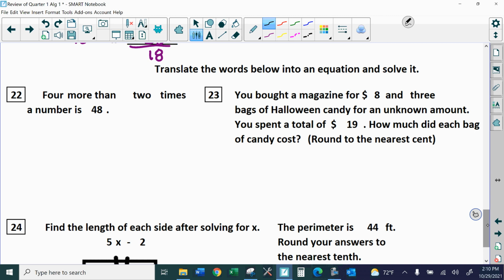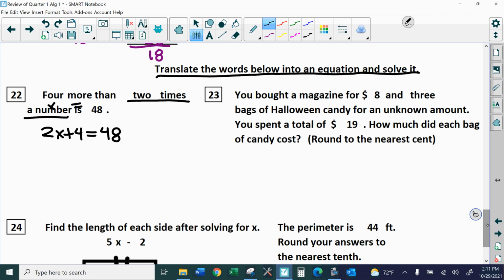4 more than 2 times a number. 2 times a number is just x, or any variable you want to use. 2 times a number is 2x. 4 more than that means plus 4. And what does is mean in math? Equals 48. And now they want you to solve it. So translate the words into an equation, and solve it.